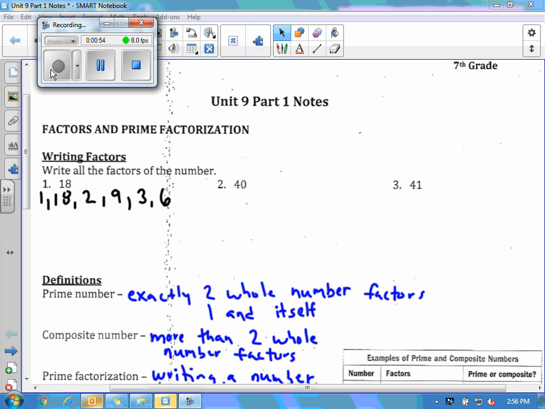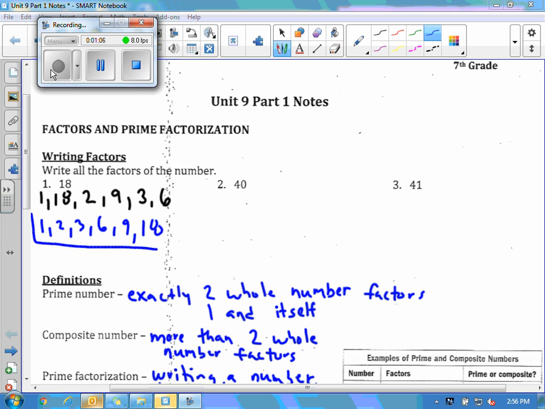When it says to write the factors, you can put them down however you want, but when you write your final answer, put them in order from least to greatest. So 1, 2, 3, 6, 9, and 18. You do need to include 1 and the number as factors. So again, factors are just numbers that go into another number. I'll let you guys do it for 2 and for 41.